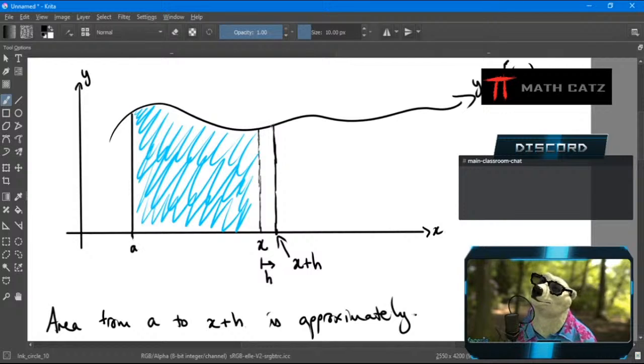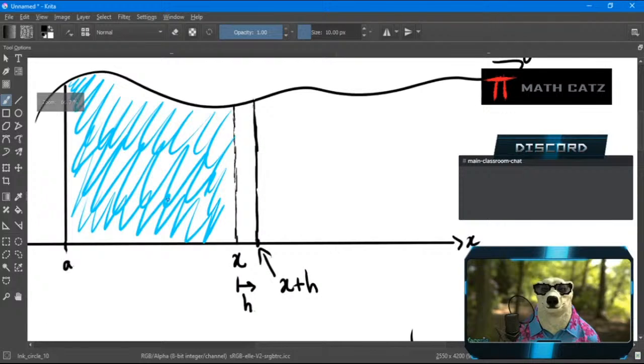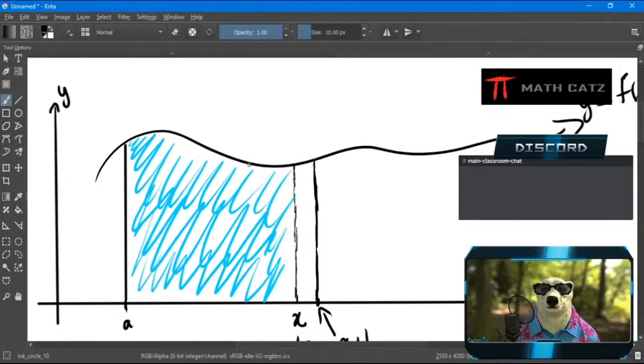Now, even though the top of this little bar looks straight, it's not. It's part of this bendy, curvy function. But I can approximate that with a rectangle. Let's zoom in some more. I can approximate that with a rectangle by making the top horizontal and nice and straight.